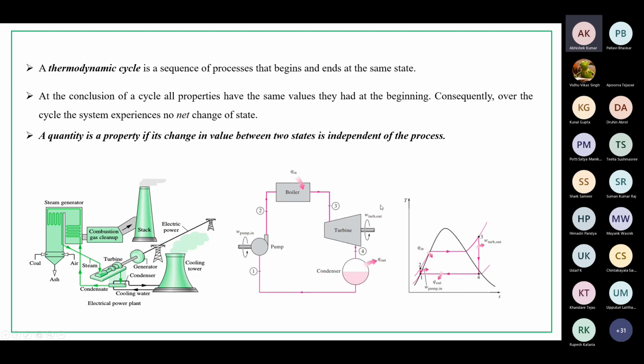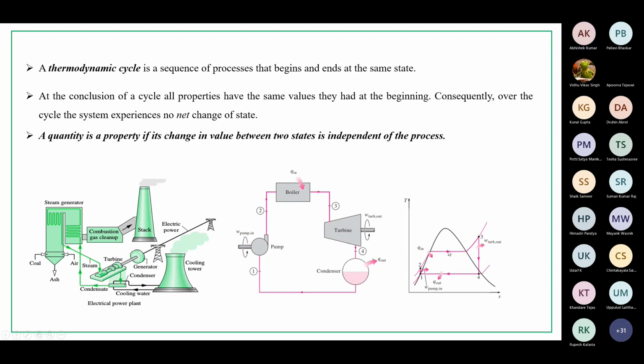Suppose this is your steam power plant. We discussed this particular image in the introductory class. Now here we are showing this in terms of a line diagram, a schematic diagram, and also a process diagram over here. So let us start from the boiler. Let us assume this is the boiler, process 2-3.